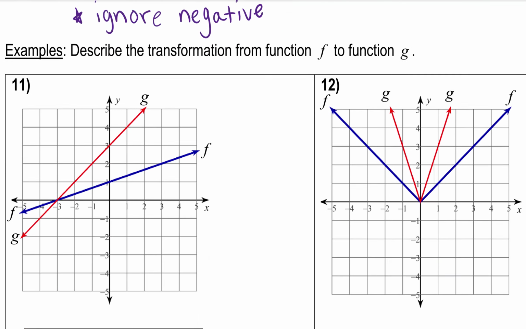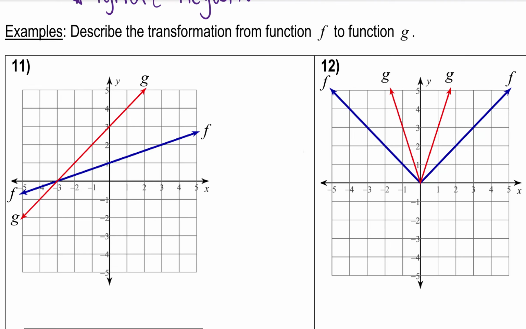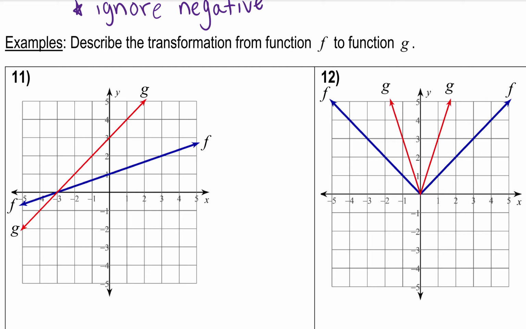So let's go down here. Describe transformation. So again, I'm going from blue to red, from F to G. So I'm going to go ahead and write these out because I think these would help. So my first one, y equals, my slope here is up 1 over 1, 2, 3. And then my b is plus 1. Okay. Then my red one, y equals, my slope here is up 1 over 1, so 1x. And my b is plus 3.